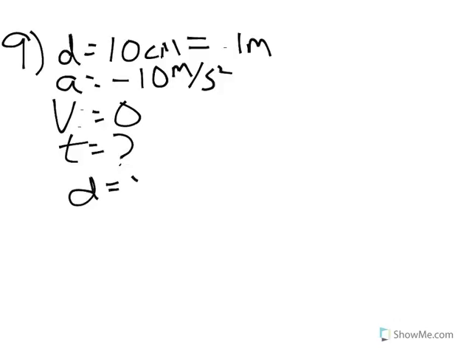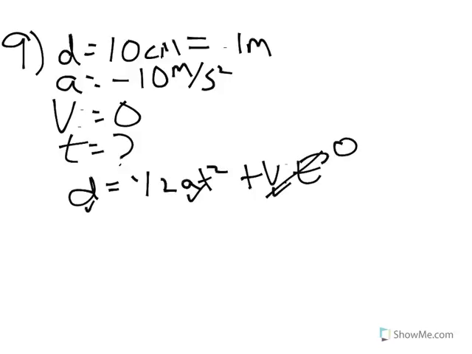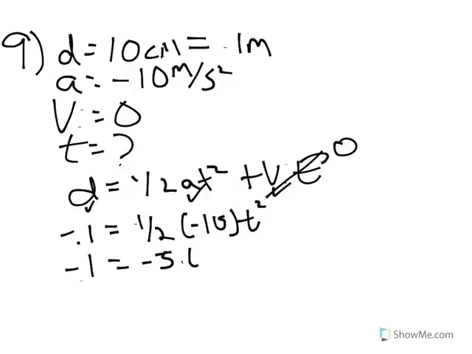So we're going to use the formula d equals 1/2 at squared plus vit. The reason we use this is because we've got distance, we've got acceleration, we've got initial velocity, and we're looking for time. So the initial velocity is 0, so that goes away. So we're left with 0.1 equals 1/2 times -10 times t squared. And do you remember why this number needs to be negative? It's because it's going down. Alright, so -0.1 equals -5 t squared.